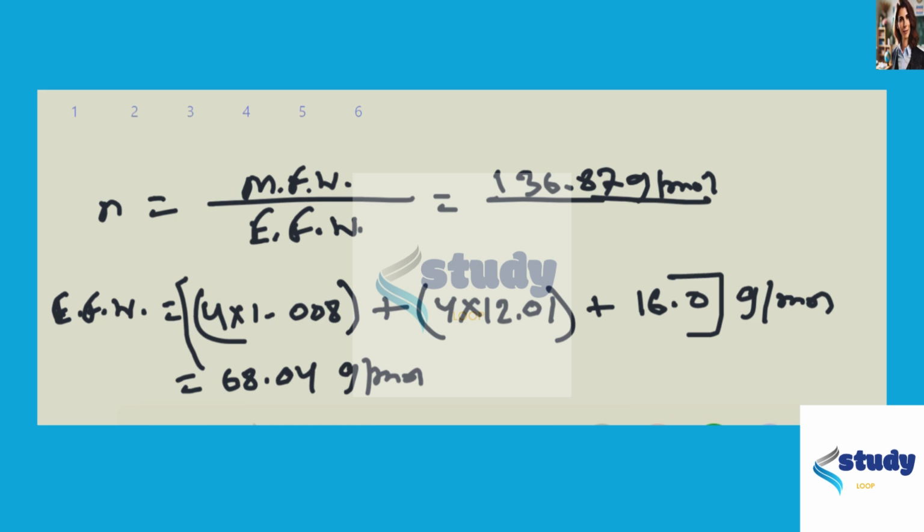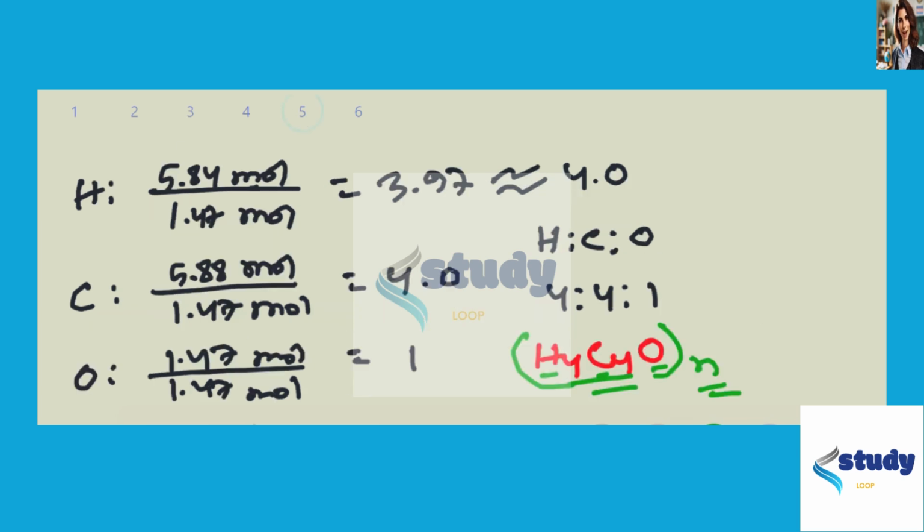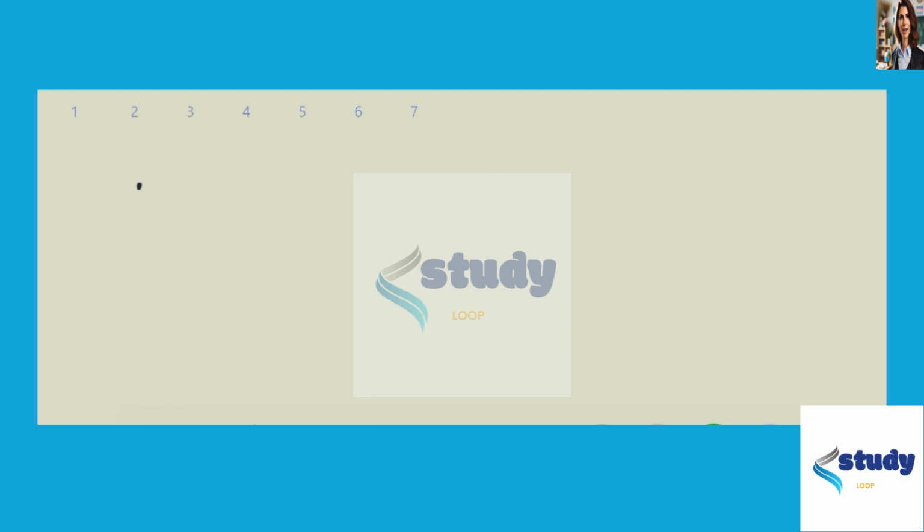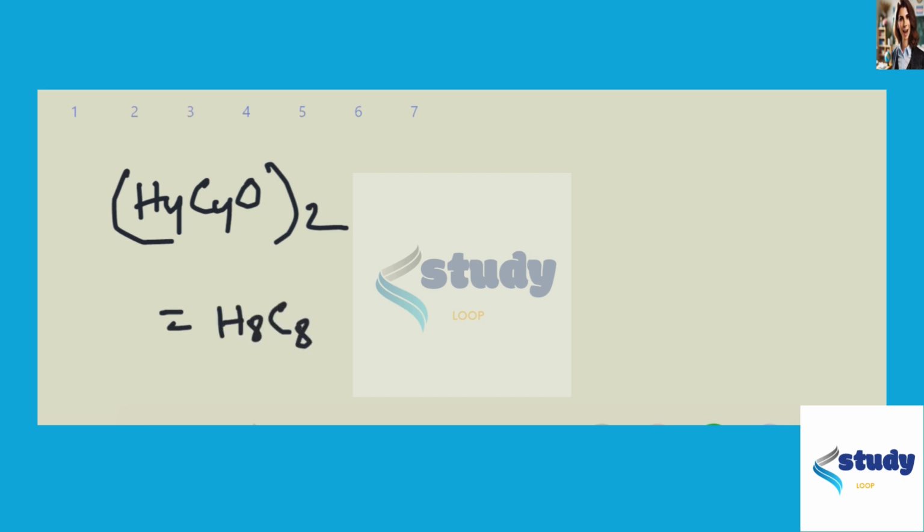So we can just put it here, 136.87 over 68.04 gram per mole, and this will give us a value of approximately 2. So the value of n is 2. That means we can just replace this here for n to write down (H4C4O) over 2, which will give us H8C8O2. And this is the molecular formula of the weak acid given.